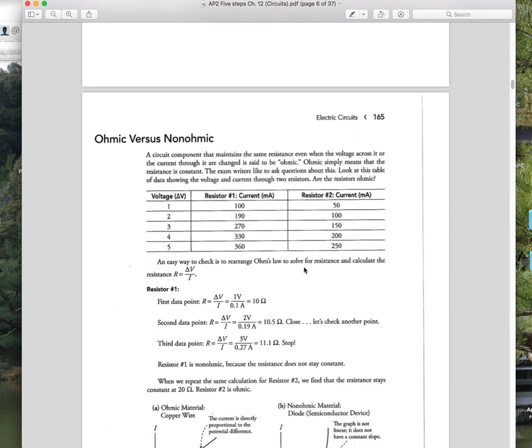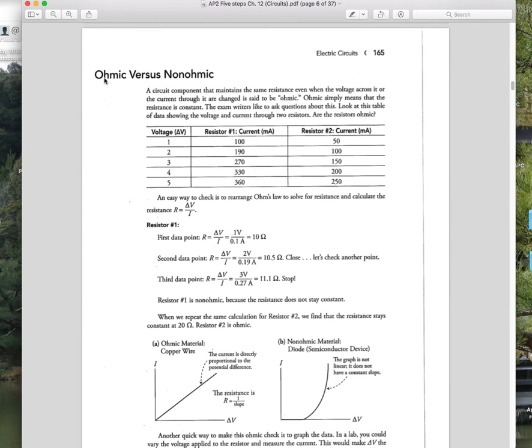Down here, this is a really good page. I look at this on page 165, making sure you understand the difference between ohmic and non-ohmic materials.